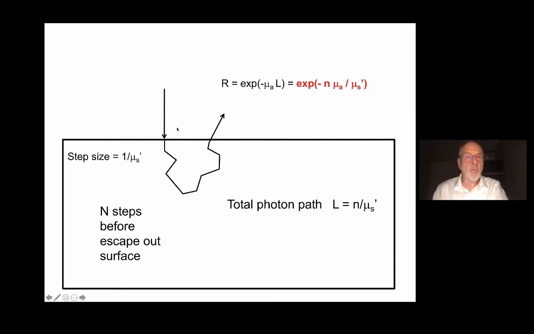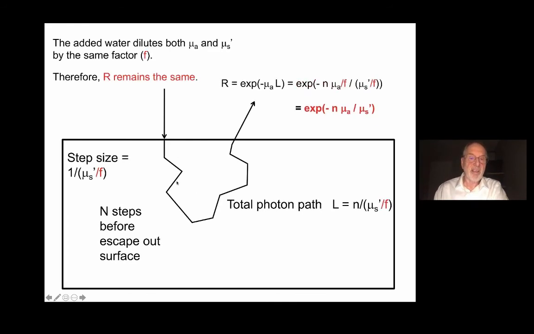Now let's add the water. And notice what happened to the path length. It got bigger because the step size got larger. We diluted the scattering, so the step size is now bigger. We have a larger path length, but we've also diluted the absorption. And since the absorption and scattering are both diluted the same, it cancels, and we get exactly the same expression. Therefore, the reflectance does not change.